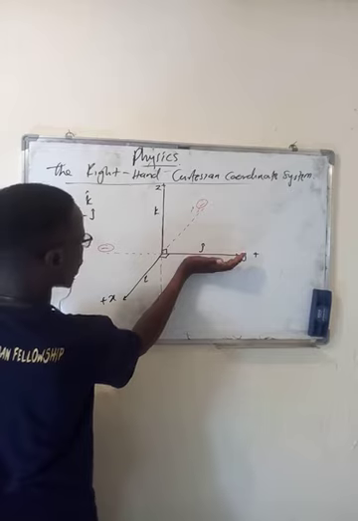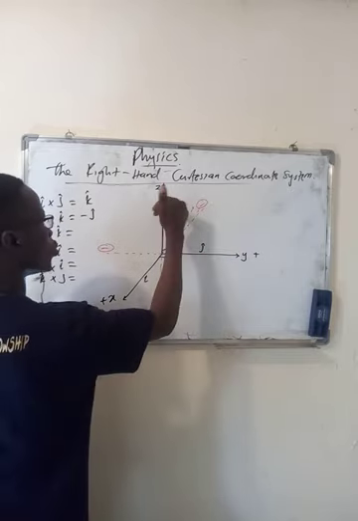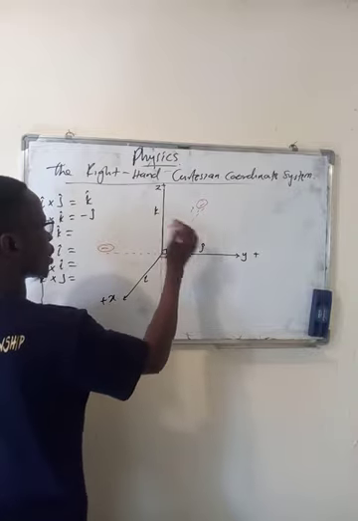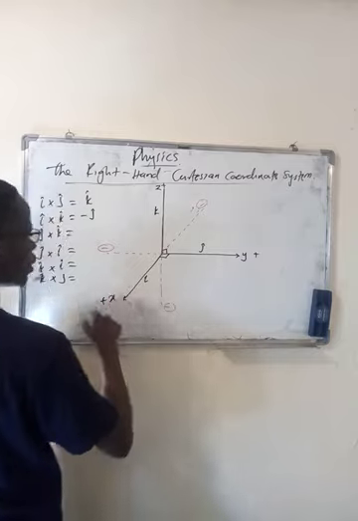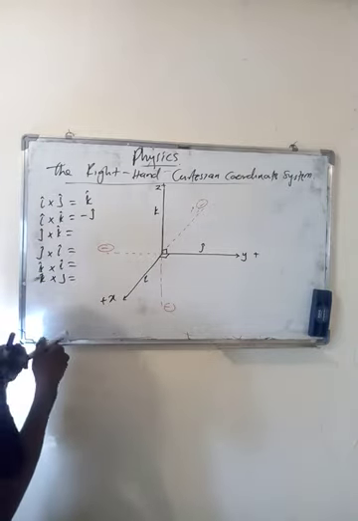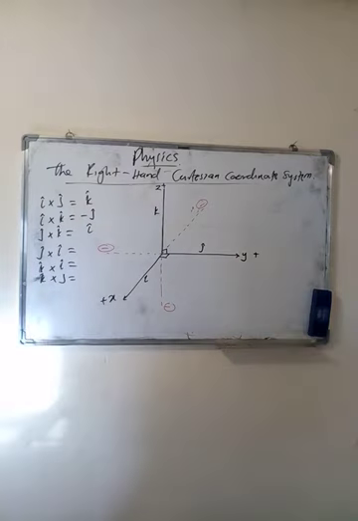Again, I curl my fingers from the first vector, which is j, to the second vector, which is k, like that. Then my thumb is pointing in the direction of the product, which in this case is positive i.